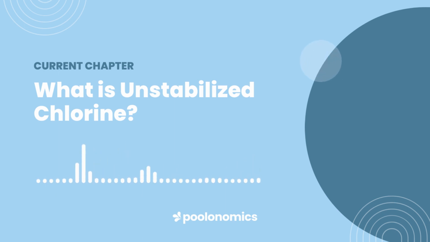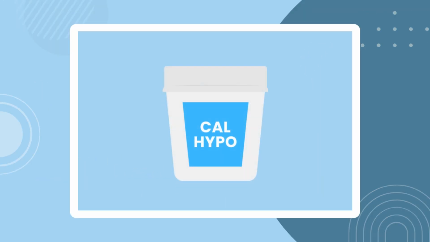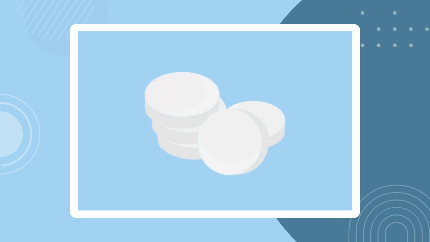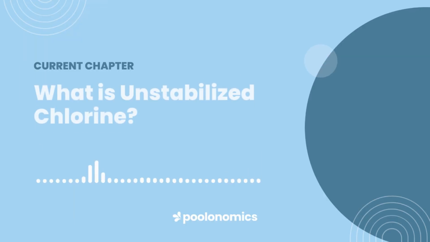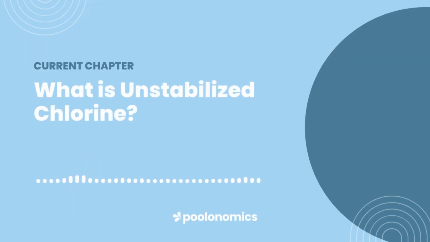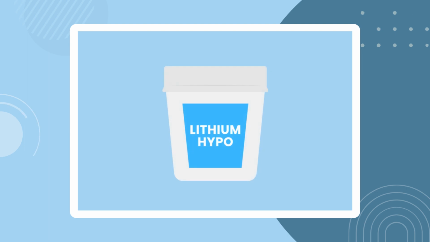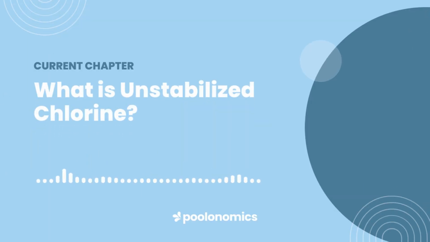There are three main types of unstabilized chlorine. The first is calcium hypochlorite, or Cal-Hypo, which is fast dissolving and most commonly found as a granular shock treatment, but it's occasionally sold in tablet form too. The second is sodium hypochlorite, or liquid chlorine, which is pre-diluted and sold in jugs that are poured directly into the pool. It works well as both a residual sanitizer and shock treatment. Finally, there's lithium hypochlorite, or lithium hypo. This is a granular form of chlorine that's also relatively fast dissolving, but it isn't nearly as popular and can be quite hard to come by these days.